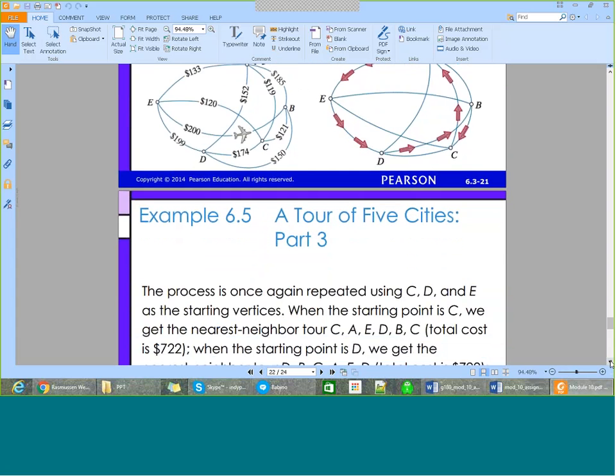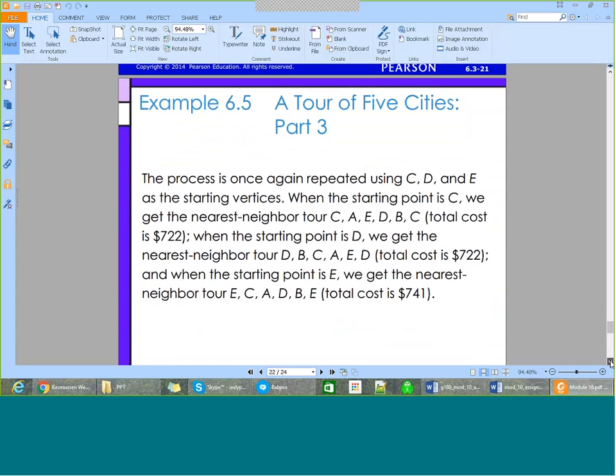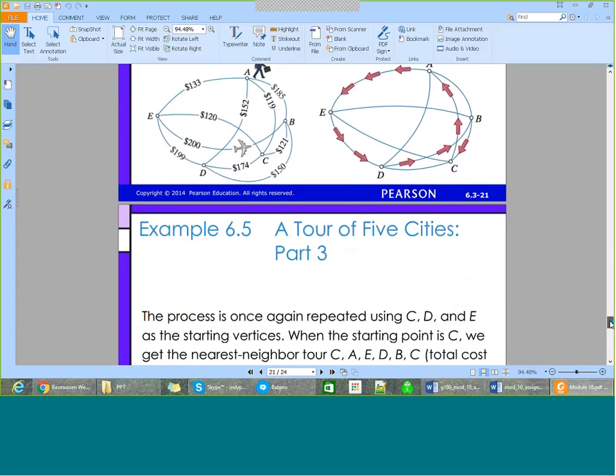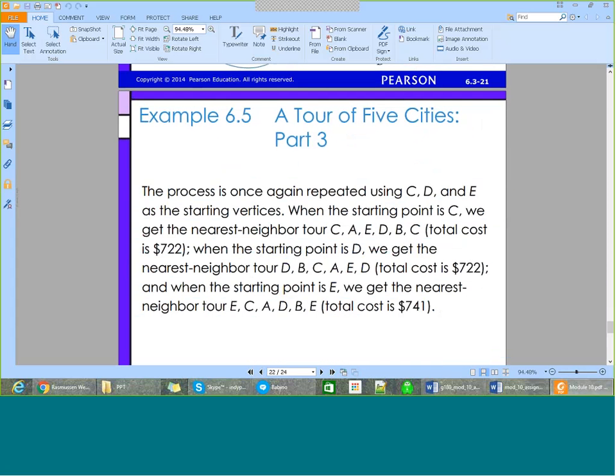Right? Then you can do the same thing starting at C, D, or E. So if you start from C, you get C, A, E, D, B, C. I'm not going to do that for you, but you should go back to the slides up here, this picture here, and make sure that's the cheapest route, and then add up all the cost.